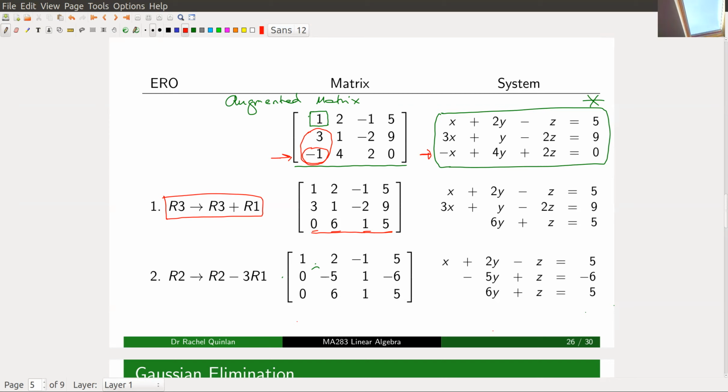Bearing in mind this is still an augmented matrix, and it still corresponds to a system of equations. Just for this example only, I'm going to write down the system of equations at every step, so that we can keep track of what we're doing. The first equation and the second equation haven't changed here, but the third equation has. Now it's 0x plus 6y plus z equals 5.